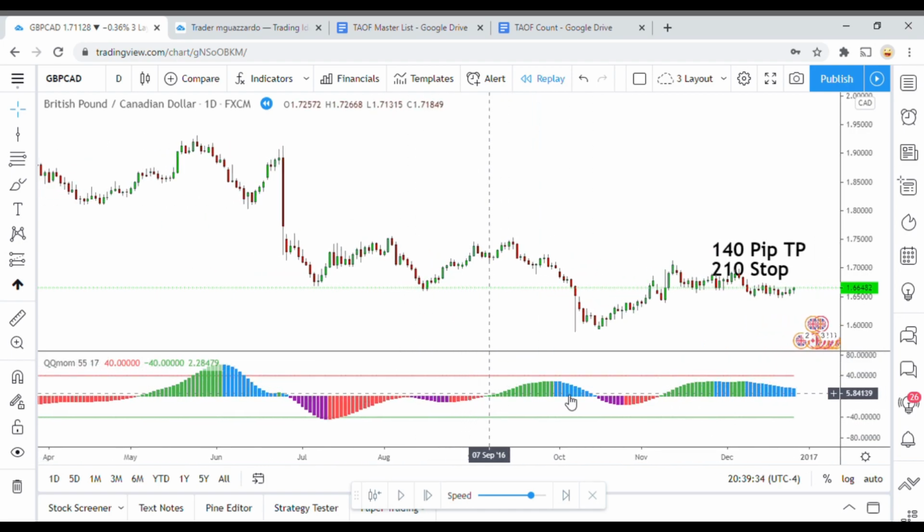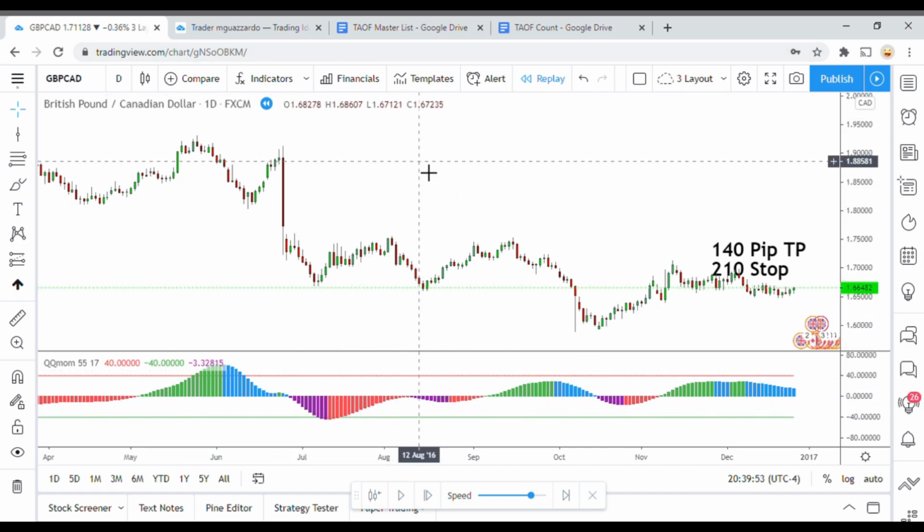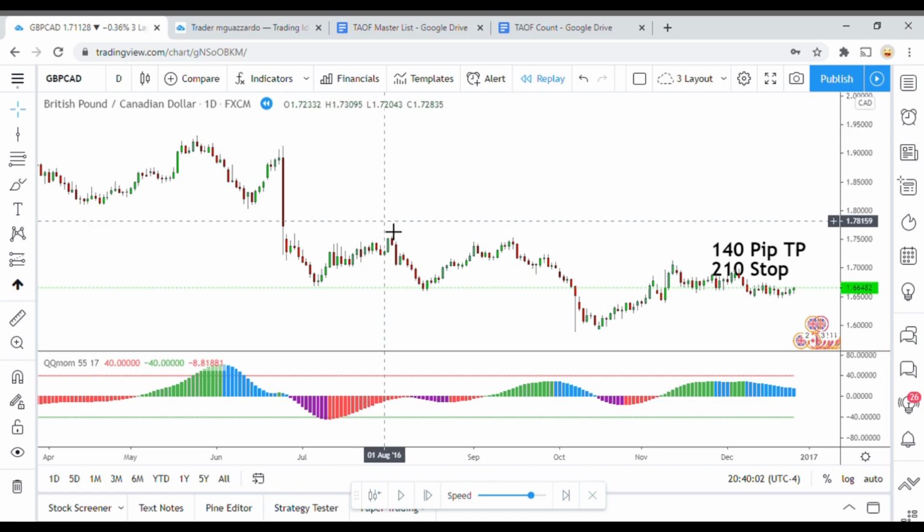The other way would be as a zero line cross. As the histogram crosses the zero line, we would either go long or short. That one's okay, but I don't think that's the exact way it was intended to be used. Looking at the creator's page, of course this is a TradingView member created indicator, and so you can find a link to it down below in the description.